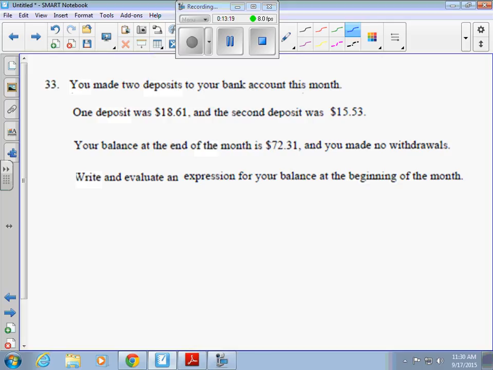33 says you made 2 deposits to your bank account this month, 2 of them. One deposit was $18.61. The second deposit was $15.53. Deposit means you're putting money in it. So that's adding money. Your balance at the end of the month was $72.31. And you made no withdrawals, so you didn't subtract any money. Write and evaluate an expression for your balance at the beginning of the month.